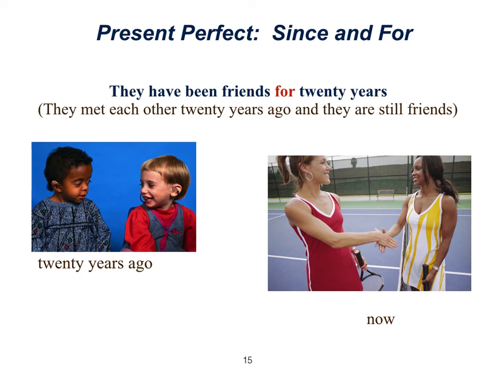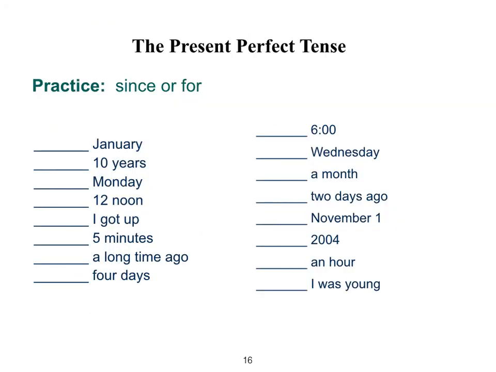So let's have some practice. Here are some phrases that you must complete using since and for. Usually we use since if the phrase answers the question when. We use for when the phrase answers the question how long, for how long. Pause the video.